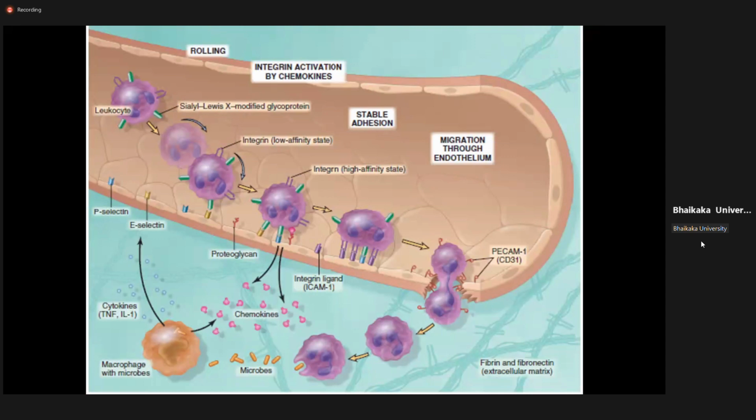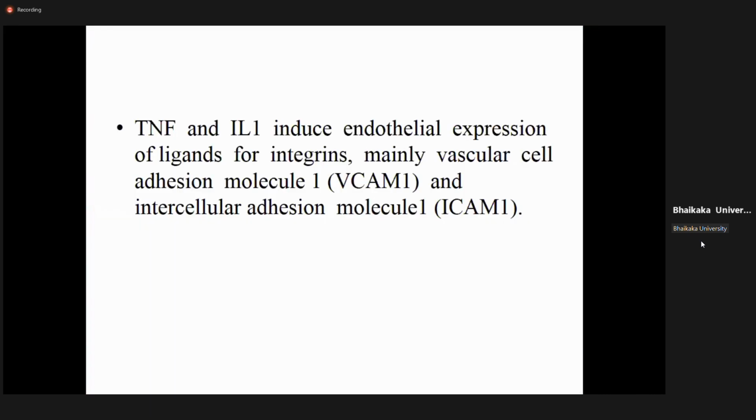can combine with the intercellular adhesion molecules and vascular cell adhesion molecules. Tumor necrosis factor and interleukin-1 induce endothelial expression of ligands for integrins, mainly vascular cell adhesion molecules and intercellular adhesion molecules.